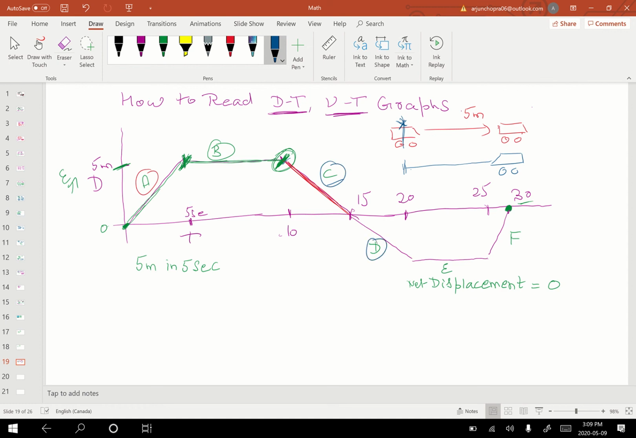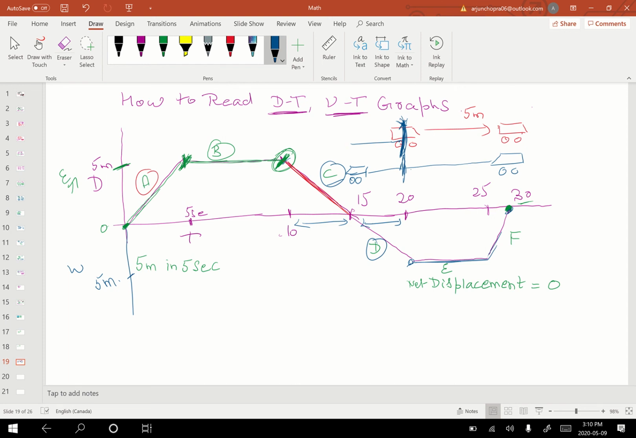So C and D, I'll combine them together. This is 5 seconds and this is also 5 seconds. So it kept moving for the next 10 seconds and reached somewhere in the west direction with respect to the original point. Let's say this is 5 meters in the west direction, and then the car stopped here for 5 seconds, and then the car moved backwards and reached the final position. That's how we can interpret the displacement time graph.